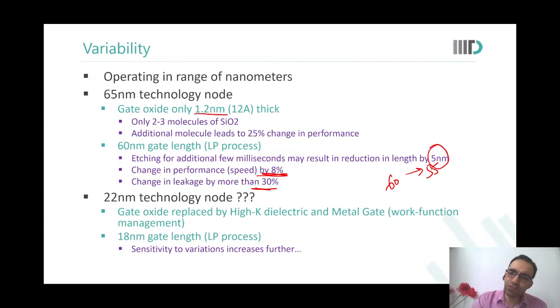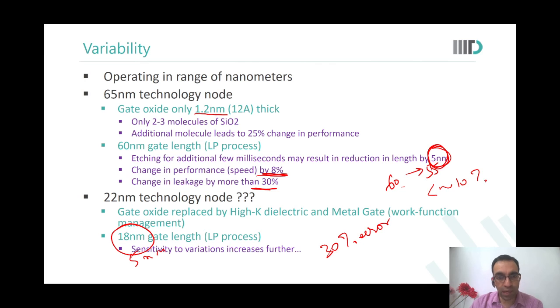Now, let us say this 5 nanometer error I make in a 22 nanometer technology with 18 nanometer gate length. What happens now? So over here, what was the error? Okay, the error was less than 10%. What will be the error over here? If I make a 5 nanometer error, it will be almost 30%. Are you able to see this? So small errors which were manageable with some margins in earlier technologies are today completely unacceptable.